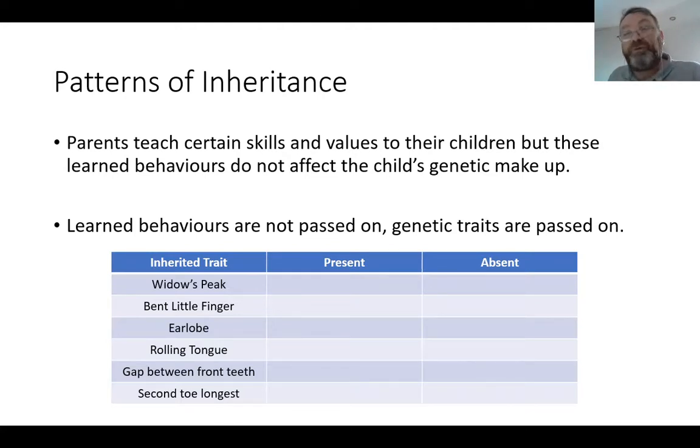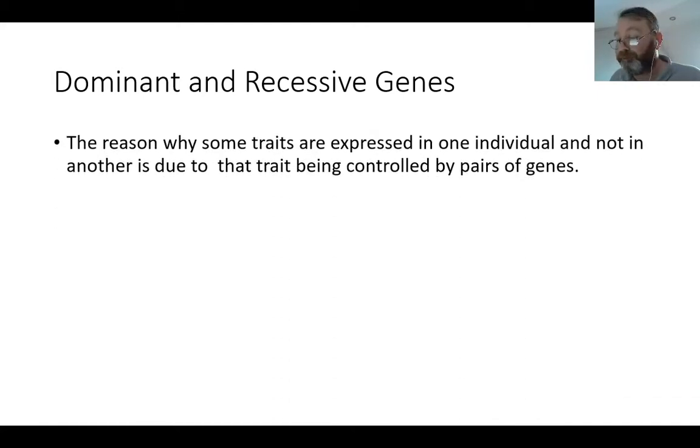But that's only a snapshot of your genetic profile. In fact, there are hundreds of thousands of genes in the nucleus of your cell, all doing their business to try and make you who you are. The reason why some traits are expressed in one individual and not in another is due to the trait being controlled by a pair of genes. So, for example, you might be able to roll your tongue, the person beside you can't roll their tongue. Why is that? You both have genes for tongue rolling, but because the genes work in pairs, they're kind of in competition with one another.